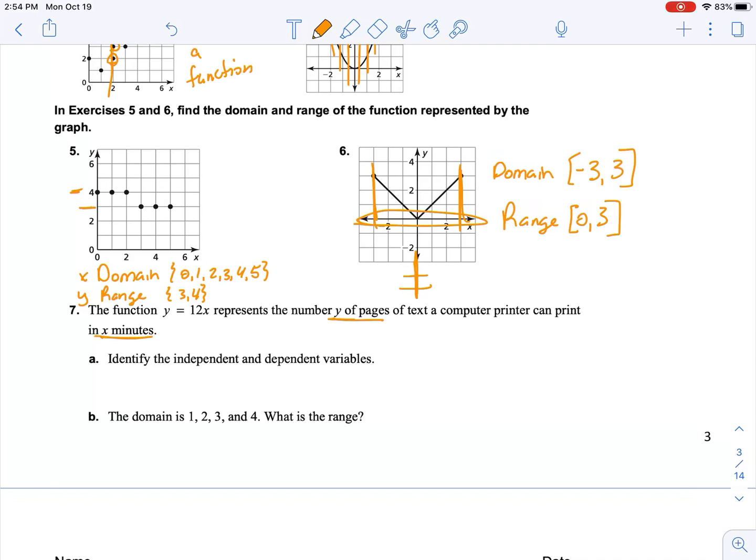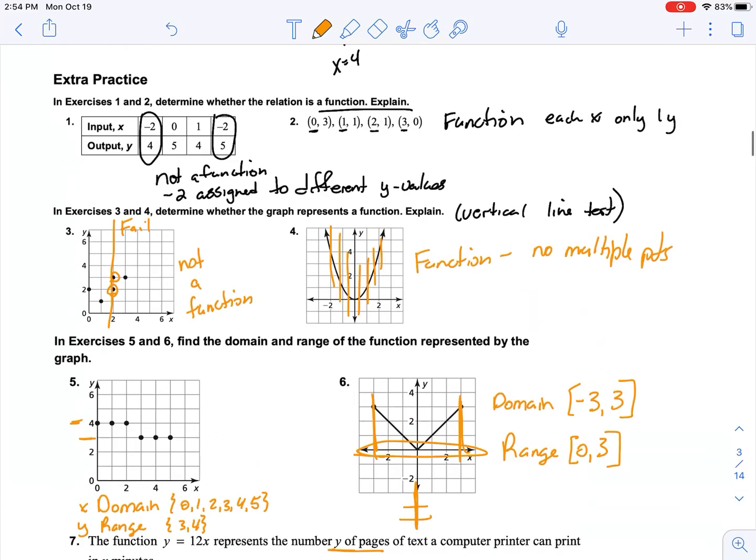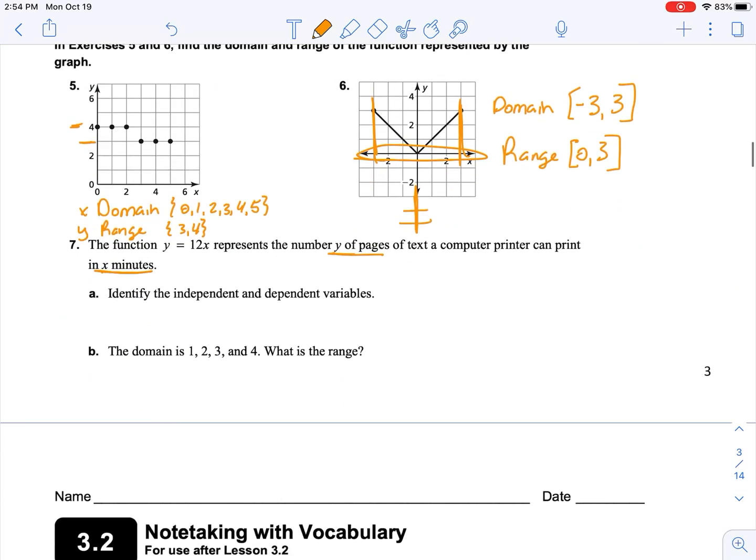So my independent variable, again, we didn't really strike that hard with my notes. I've kind of missed that in the notes, okay? The independent variable is going to be my x variable. The dependent variable is going to be my y variable. So it said the number of pages it can print in x minutes, okay? So the x variable is going to be the minutes. The dependent variable, or my y variable, is going to be the pages.